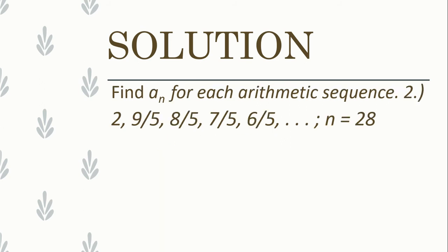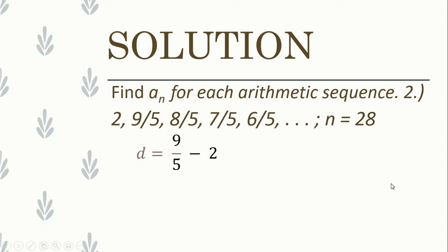Number 2, find the nth term for each arithmetic sequence. Given the sequence 2, 9/5, 8/5, 7/5, 6/5 when n is equal to 26. In order for you to answer this, you must solve first for the common difference since the given is in sequence form. So we are going to identify any two consecutive terms and find their difference.